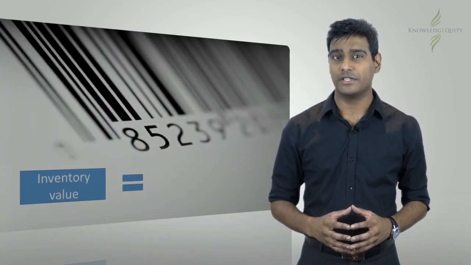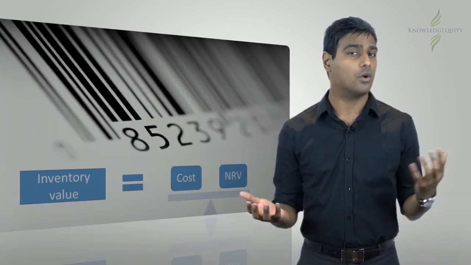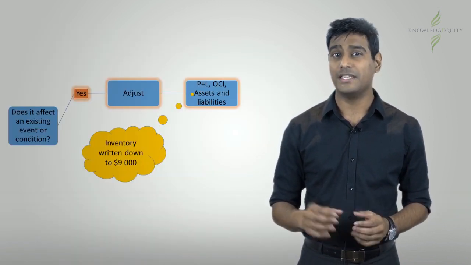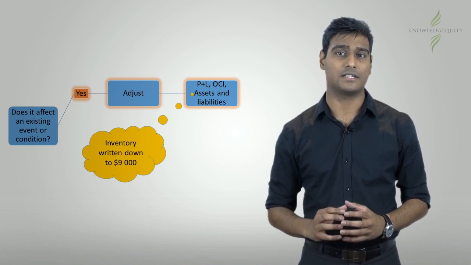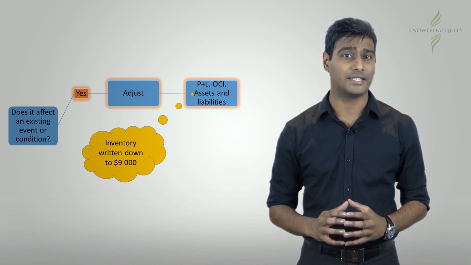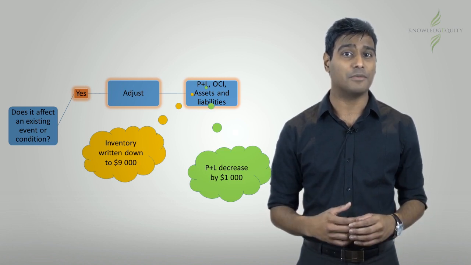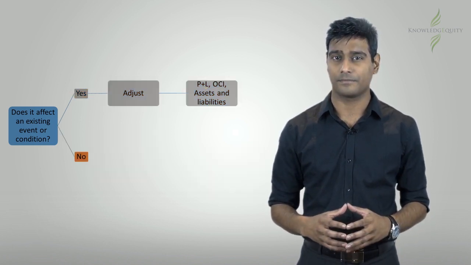IAS 2 requires inventory to be valued at the lower of cost or net realizable value. So the inventory of $10,000 would need to be adjusted down to its net realizable value of $9,000 at year end. Profit and losses would also be adjusted with the impairment of $1,000.